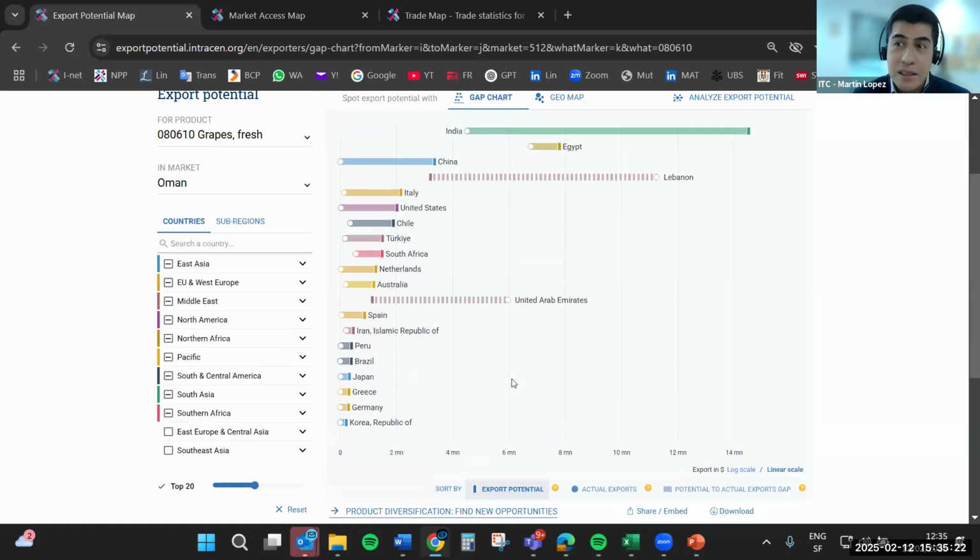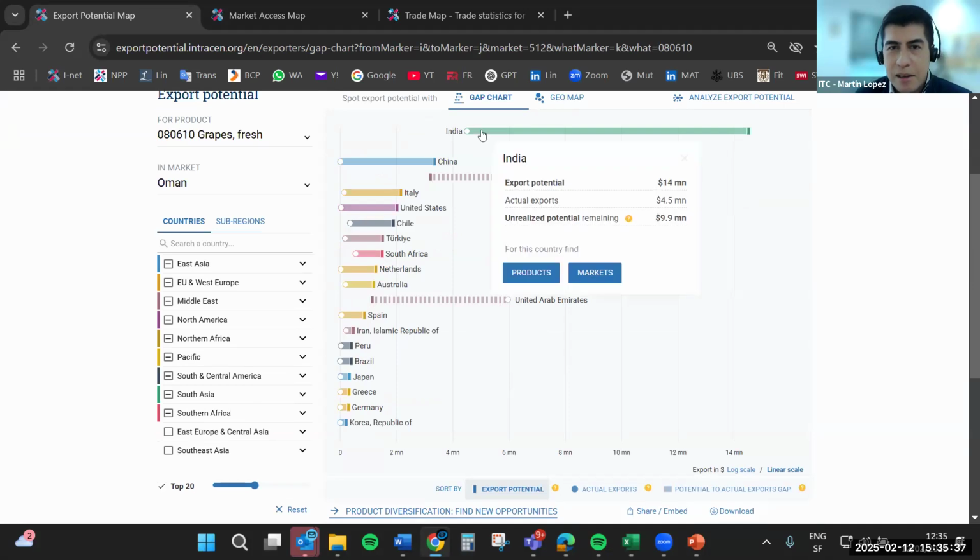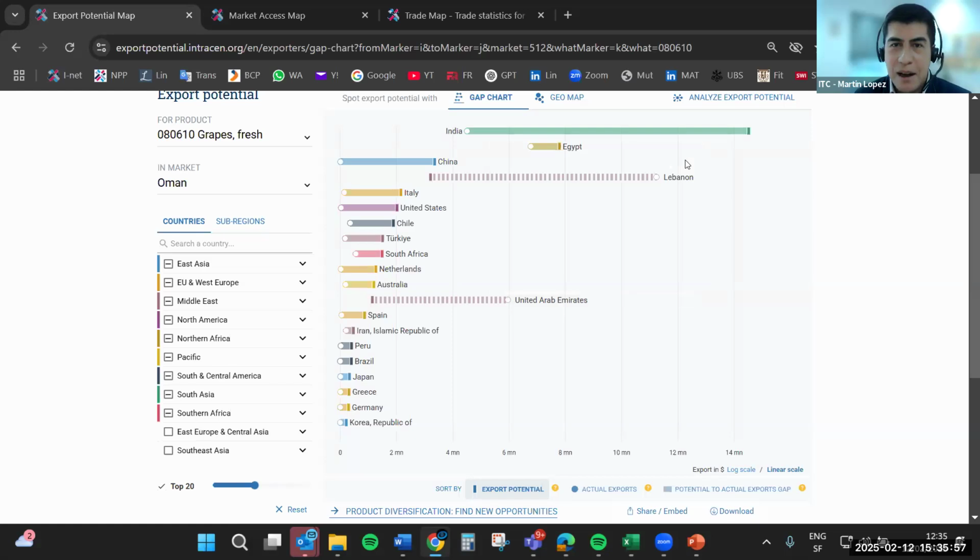Probably you like the variety, probably the market has this special affection for grapes from Lebanon or United Arab Emirates, but the system is telling me that also India is a country that could grow its market share of grapes in Oman. You see, actual exports of grapes from India are 4.5 million, but there is room to grow for them in the Omani market worth $10 million over the next 5 years.